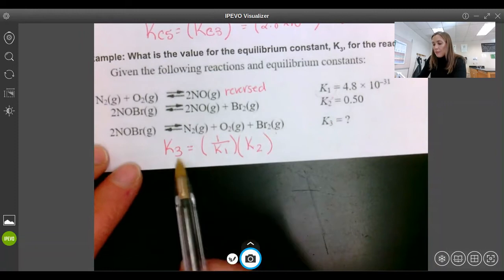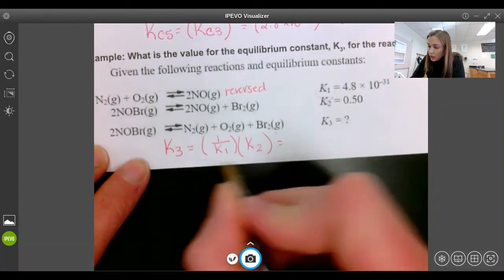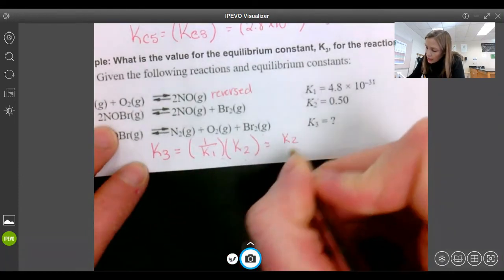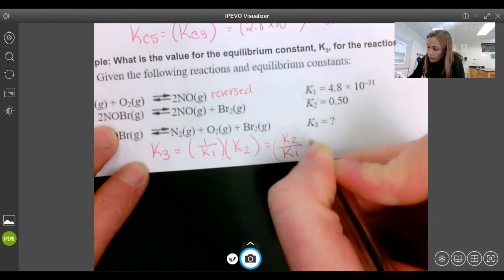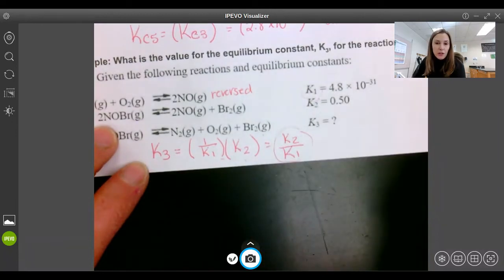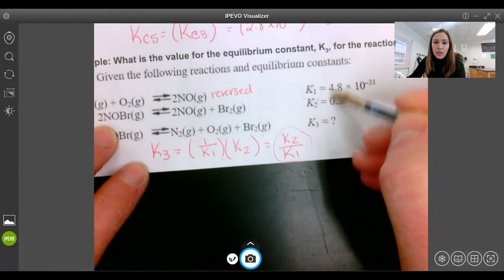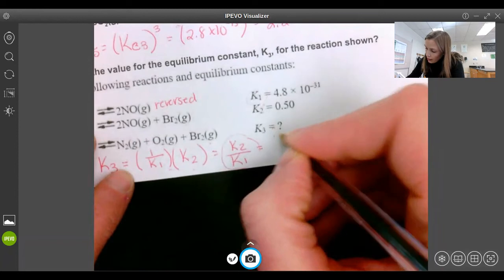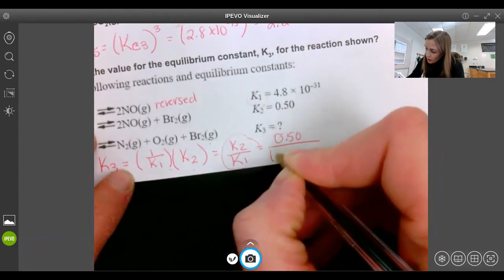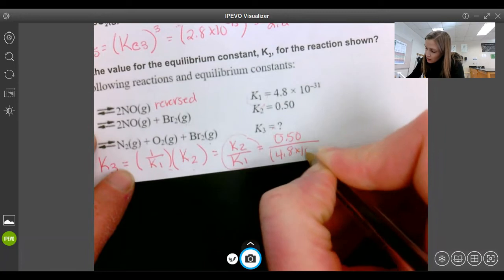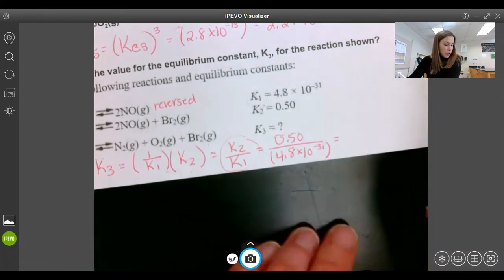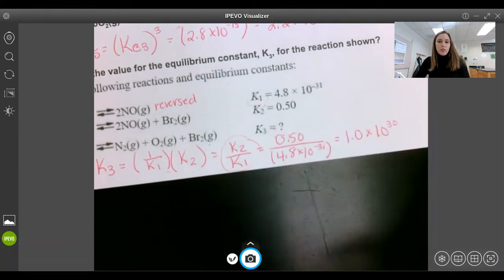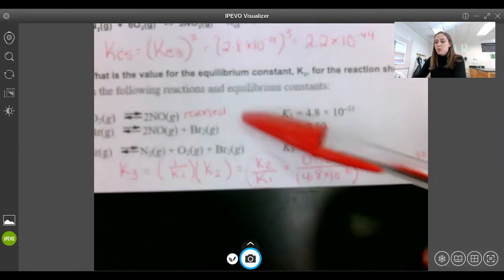So a lot of the times on the AP exam, this is actually what you would be looking for in a multiple choice type of question, this type of setup. Or they might combine it where you'll see it as K2 over K1. Okay, and that might be your answer if it's not looking for a numerical value. This is the relationship of K3 to K1 and K2. Okay, if you did have to actually plug in the values there, you would have your 0.50 divided by our 4.8 times 10 to the negative 31. And when you plug that in, I believe you get 1.0 times 10 to the 30th for K3 there. Okay, so we'll do a little bit more practice with this.